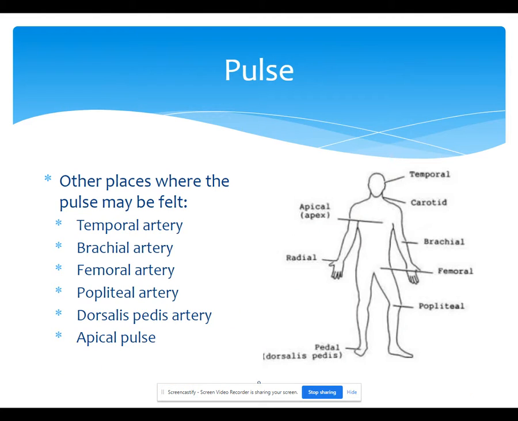You can also feel it in your temporal artery. It's typically not used because it's difficult to find. Your brachial artery is on the inside of your arm. Your femoral artery is up in your groin region. We use this a lot to check for decreased circulation in the legs. The popliteal artery is in the back of the knee. The dorsalis pedis artery is in the foot. It's commonly used to check circulation in the feet. And your apical pulse is at the apex of your heart.